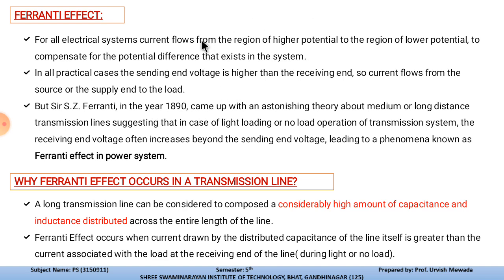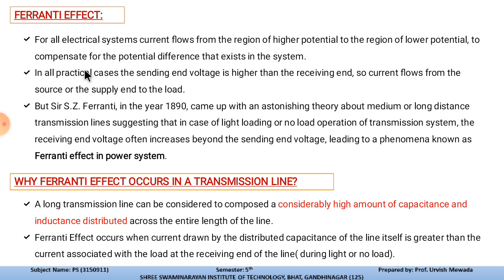Due to that potential difference, power always flows from the higher potential to lower potential, and in all practical cases, the sending end voltage is generally higher, because the line has its own losses. We are not using a superconductor, or a conductor having the least resistance. They are impure to some extent, so that offers resistance. Due to that, it is the obvious case that the sending end voltage always remains higher than the receiving end.